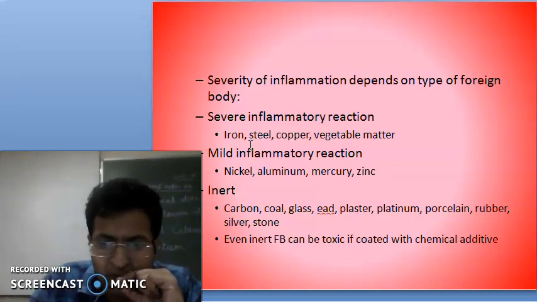The carbon, coal, glass, plaster, platinum, porcelain, rubber, silver, stone are inert materials. Even the inert foreign body can be toxic if coated with a chemical additive.